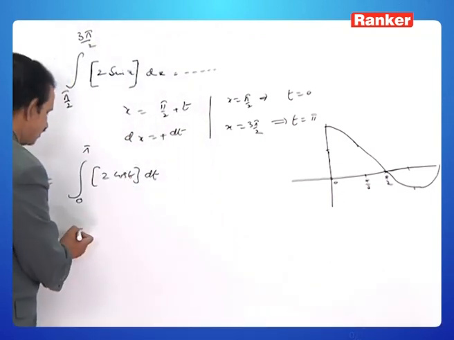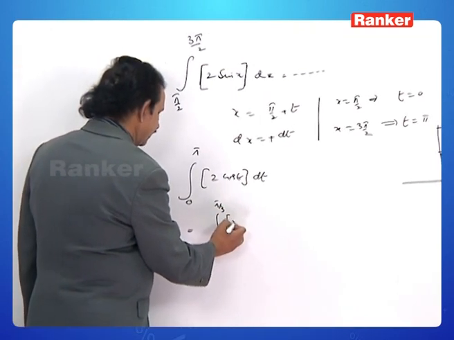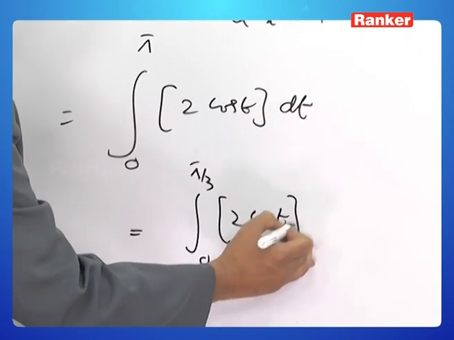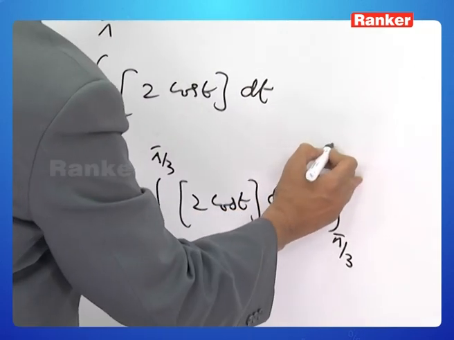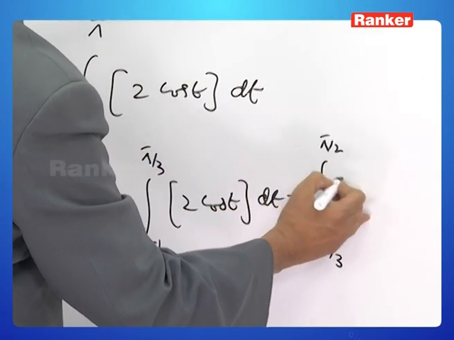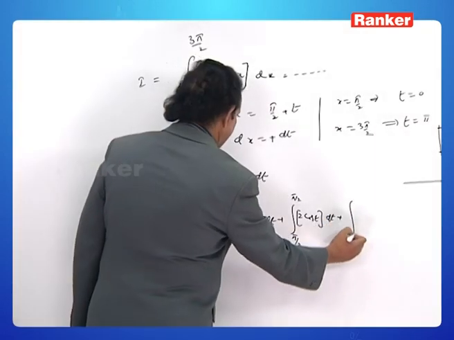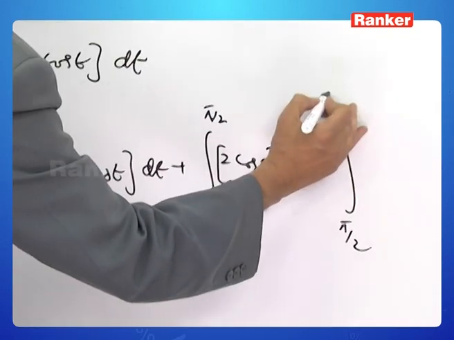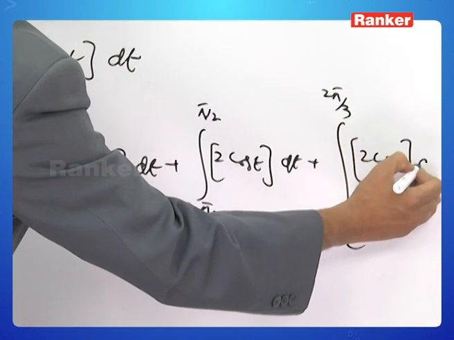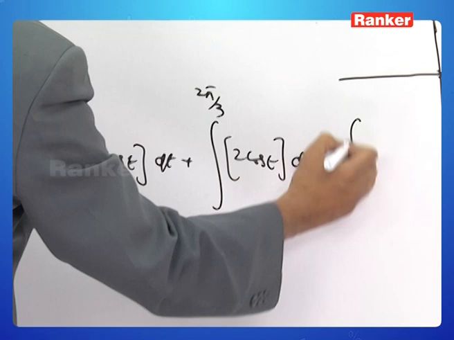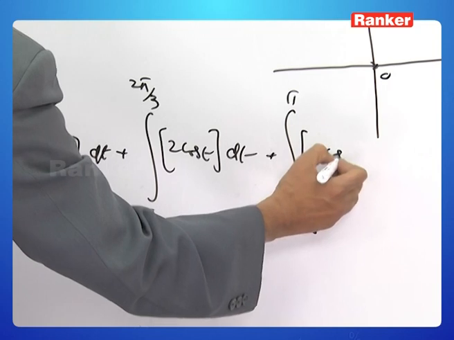Therefore, I would like to split it as the integral from 0 to pi by 3 of the integral part of 2 cos t, plus the integral from pi by 3 to pi by 2 of the integral part of 2 cos t, plus the integral from pi by 2 to 2 pi by 3 of 2 cos t, and at last the integral from 2 pi by 3 to pi of 2 cos t.